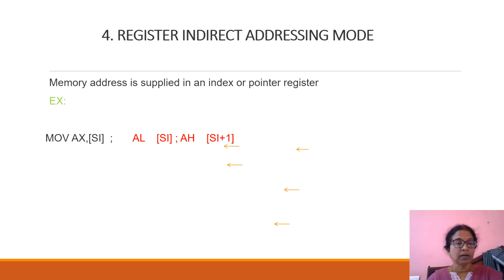Register indirect addressing mode. Here the memory address is given indirectly in a register. For example, 1000 is placed in the SI register, and the bracket indicates that the content of SI is the memory address. So the content of 1000 and 1000 plus 1 is moved to the AX register.